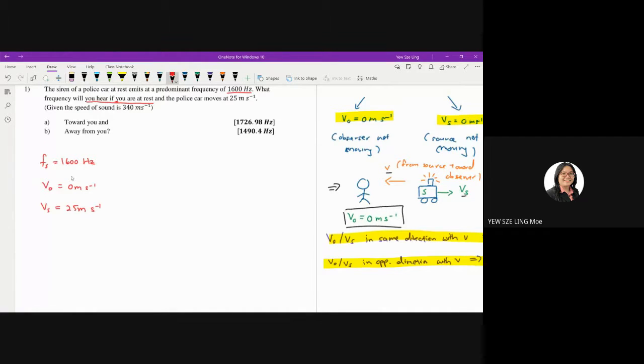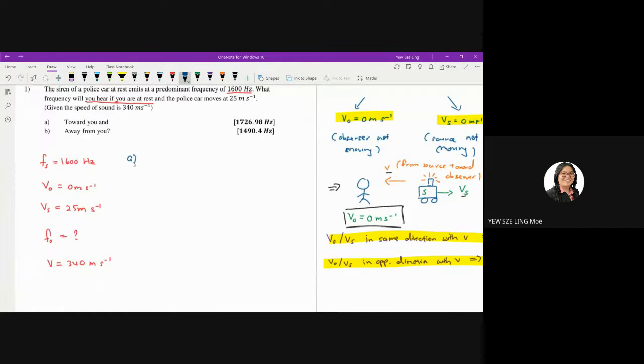So Fs equals 1600 hertz, VO equals 0 ms^-1, and your Vs equals 25 ms^-1. The question asks you to calculate the observed frequency, so FO is the unknown. And given V equals 340. Like I told you just now, the speed of sound is a constant, a fixed value, and most of the time it will be given.